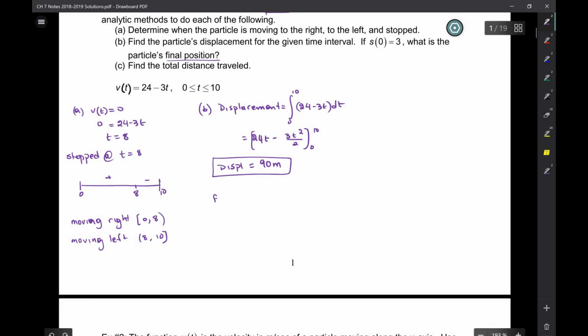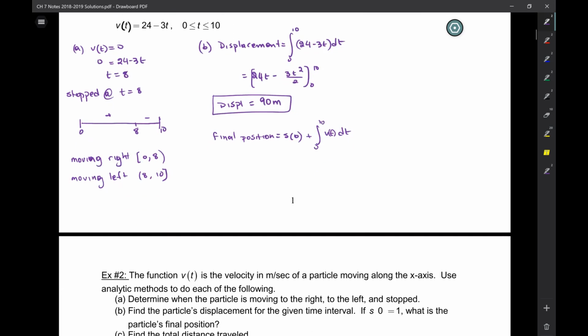Final position. Okay, so here's how I want you guys to write this. Final position is initial position s of 0 plus the integral from 0 to 10 of v of t dt. I want to see this because I want to know if you know what you're doing. So initial position plus displacement. Initial position is 3 plus 90. That's equal to 93 meters. So that's the final position. All right? Don't skimp on the work here. Give me all you got.